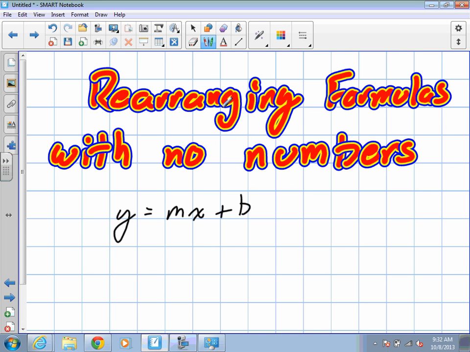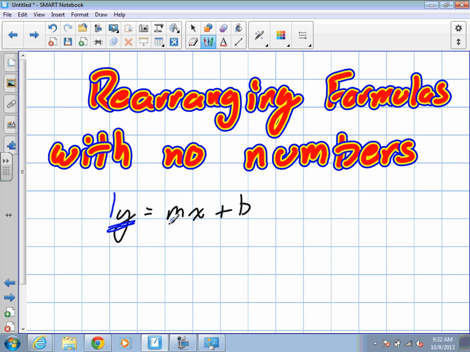So we're going to be working on rearranging formulas with no numbers. Now, technically, this is not true. We talked about this in the last example, and we can put a number essentially in front of all of these, right? How many y's are there? So I could call this 1y.